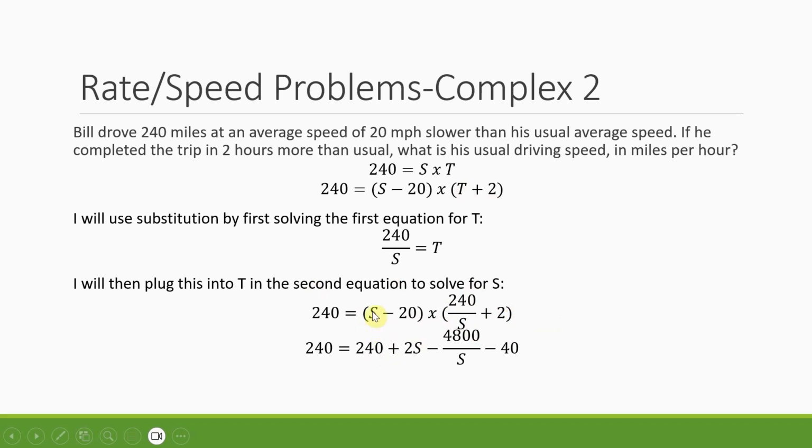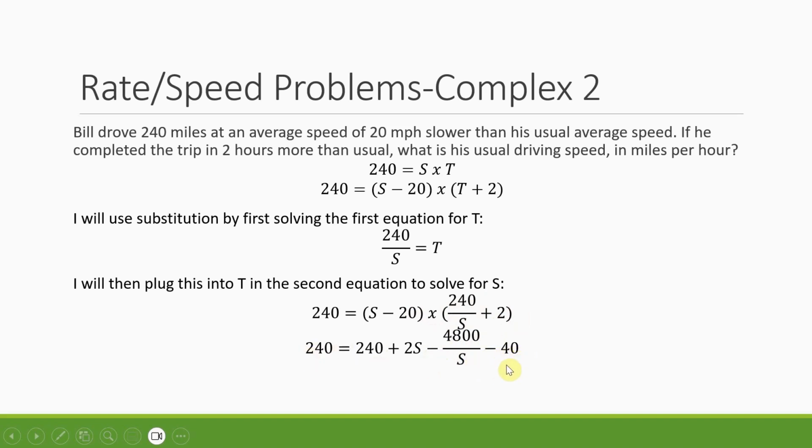So to do that, I'm going to multiply my first two terms. So s times 240 over s, the s's cancel out, I'm just left with 240. Then I'm going to take my outer terms, s times positive 2 is plus 2s. Now I'll take my inner terms, negative 20 times 240 over s gives me negative 4,800 over s. The 20 times 240 is 4,800. Then I take my last terms, negative 20 times 2 gives me negative 40, so minus 40.